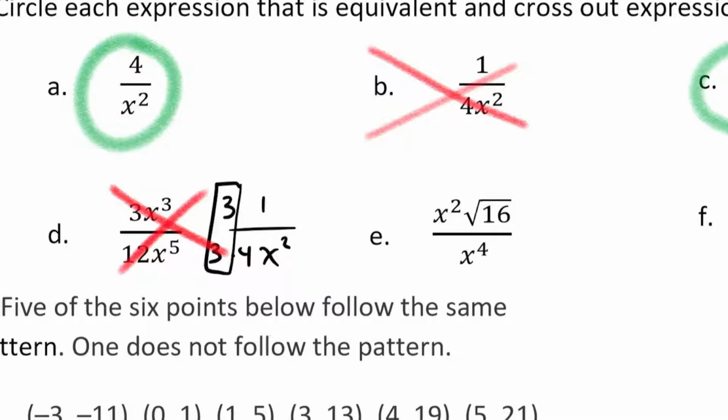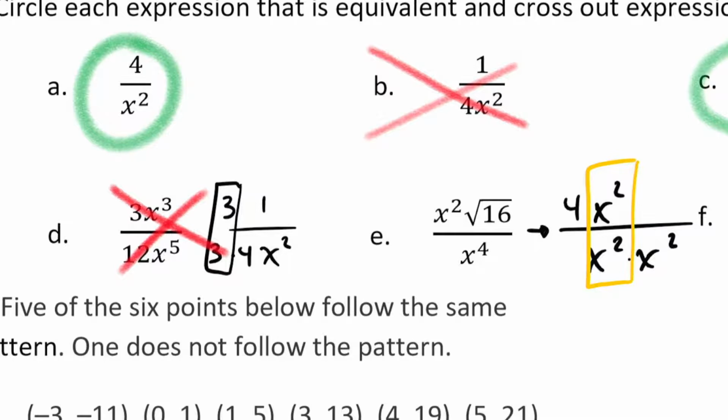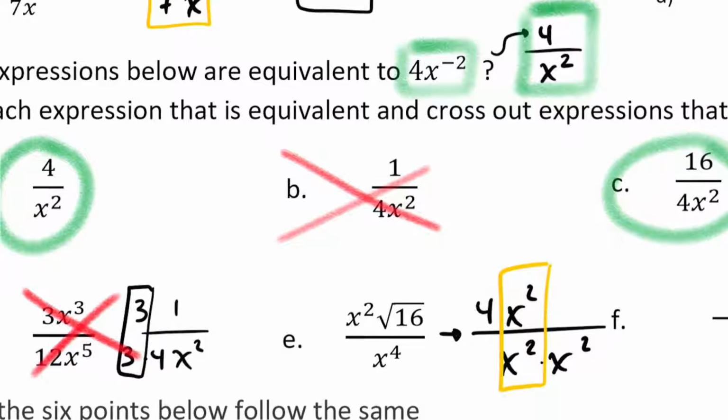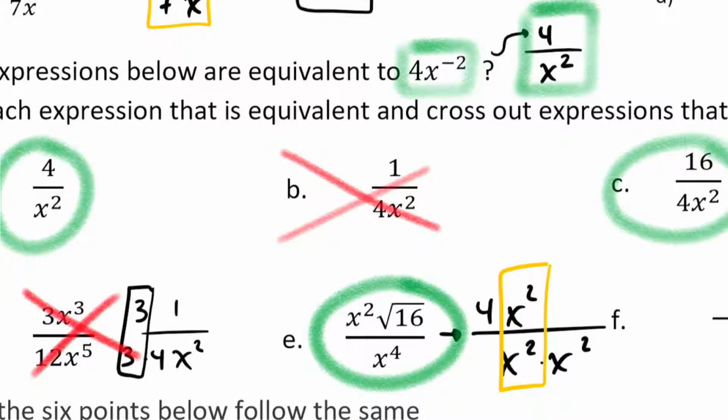The square root of 16 is 4, right? So if I look at this, this numerator can be written as 4 times x squared, or I could flip it if I want, x squared times 4. And in my denominator, I've got x squared. And if I highlight that by grabbing that and pulling it out like that, you can see I'm left with a 4 in my numerator and an x squared in the denominator, which is again the target that I'm looking for. So this is also equivalent.